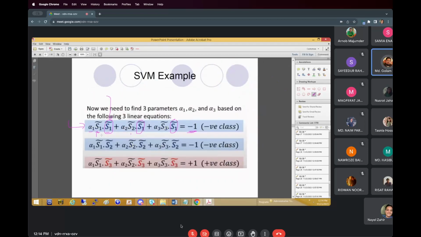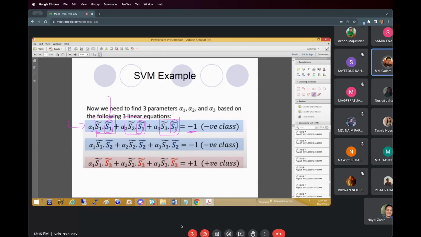You can see here KAA, where A is a support vector, and A is another support vector. This is also the same. So we are determining the KAA, and then the KBA, and then the KCA. And for alpha, here it is mentioned alpha 1, alpha 2 and alpha 3.